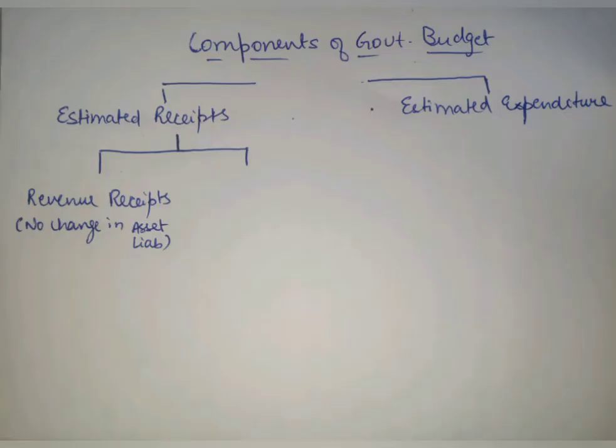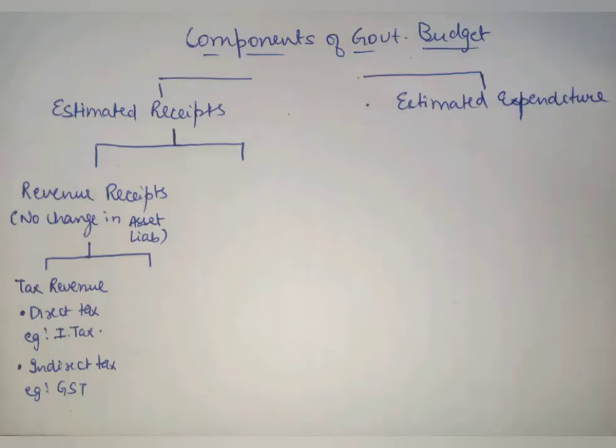The estimated receipts of the government budget are divided into two components. First are the revenue receipts. These are the receipts which neither lead to creation of any liability nor reduction of the assets of the government. These are also known as current receipts, as these do not lead to change in the asset or liability position for the government.